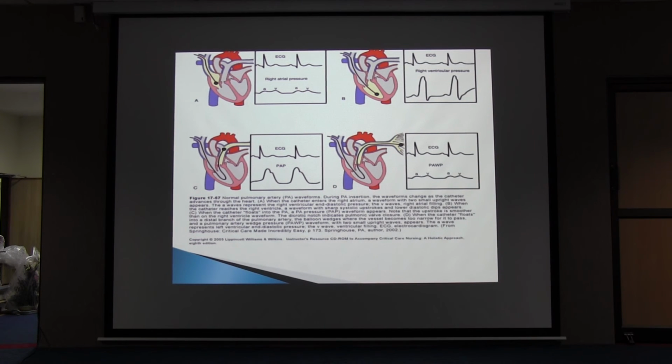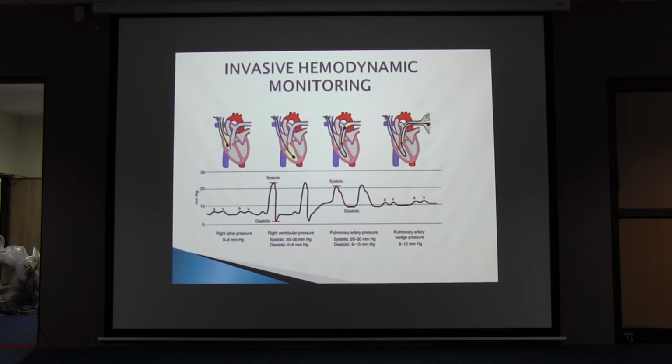Okay, and these are the different wave patterns at different levels of the heart. The first is the right atrium, then the right ventricle, then the pulmonary artery, then the pulmonary artery wedge pressure. This is the wave pattern we get while passing through the different areas of the heart. Okay, this is the same wave pattern.